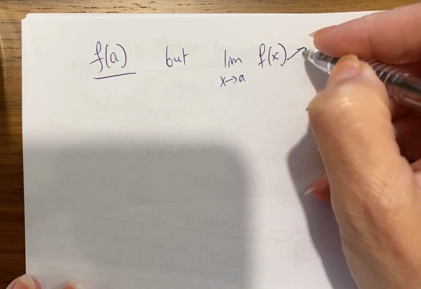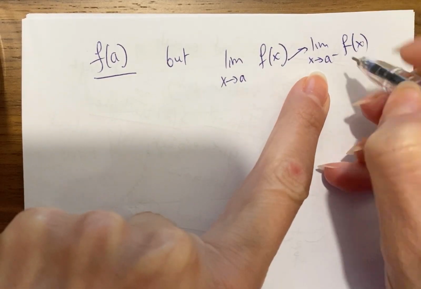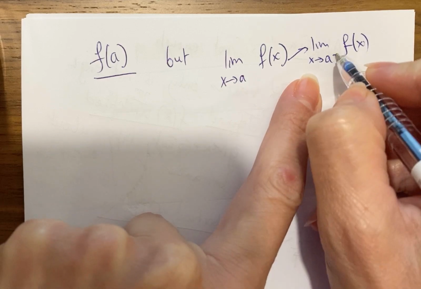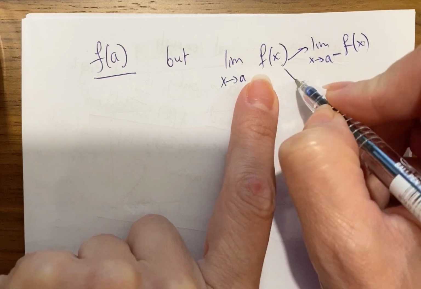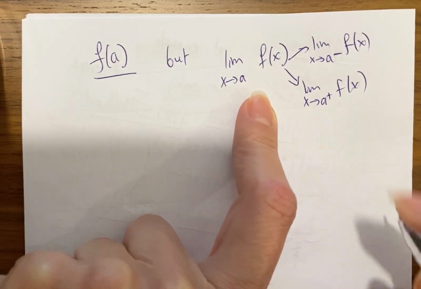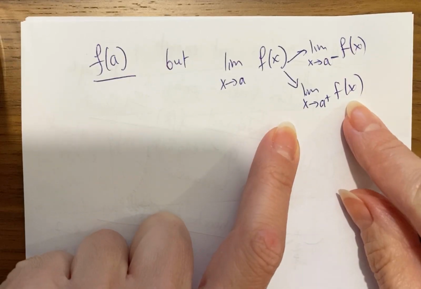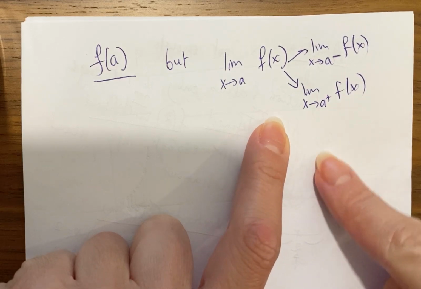To the contrary, you look at left neighbors, which we call a minus, and we study the pattern of the function values of those left neighbors as we come in closer and closer to a. And we look at the right neighbors, which is finding the pattern of the behavior of the function f of x as we approach a from the right, meaning with values bigger than a, closer and closer to a.